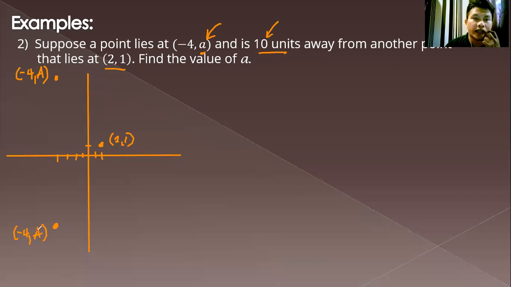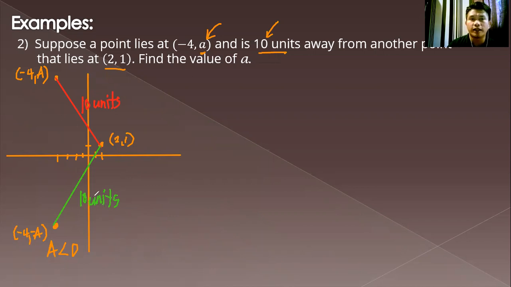For example, if a is less than 0, ito yung negative a. Ang pinag-uusapan natin dito is its distance from point (2, 1). So from here, papunta dito, for example, that would be 10 units. What if this point also, from here to point (2, 1), is also 10 units away? So yan yung possibility na pwede nating i-graph.